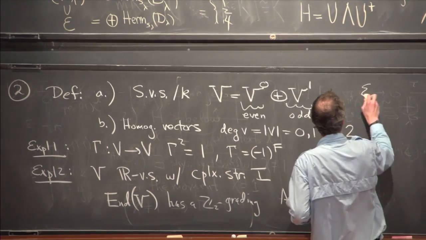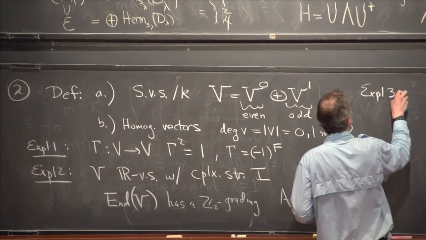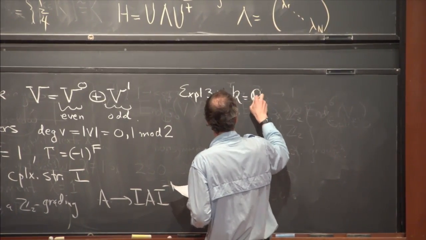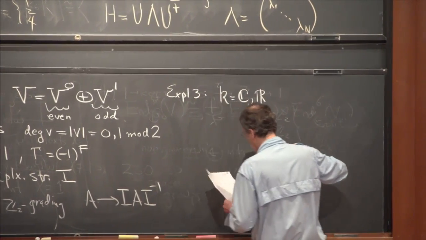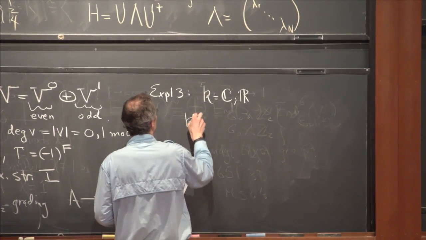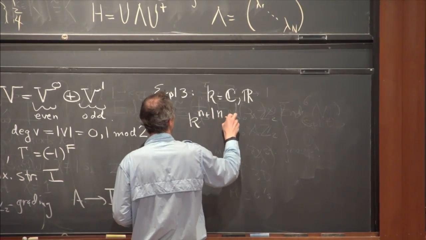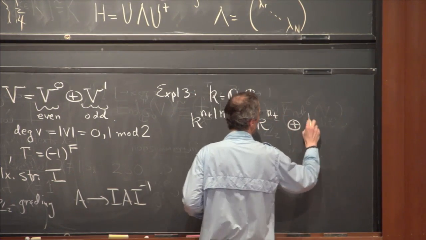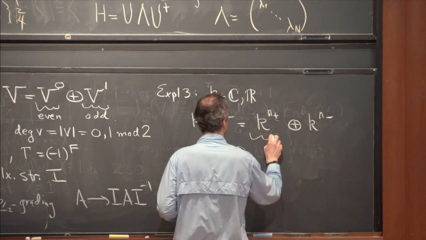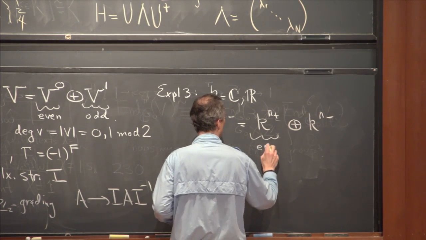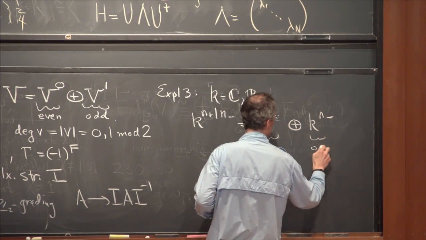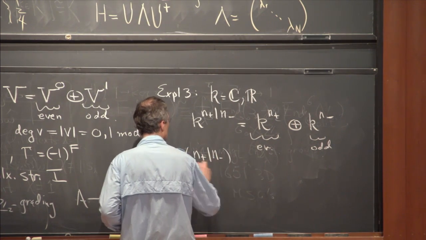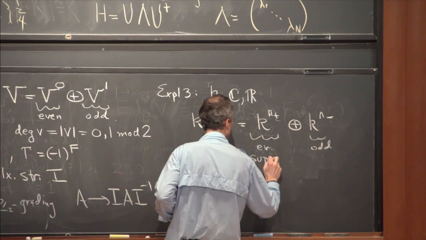Example 3. It's really more of a definition than an example. Supposing that kappa is C or R, or really any field, then kappa to the n plus slash n minus is by definition the super vector space with n plus the even part and n minus the odd part, and n plus slash n minus is called the superdimension.